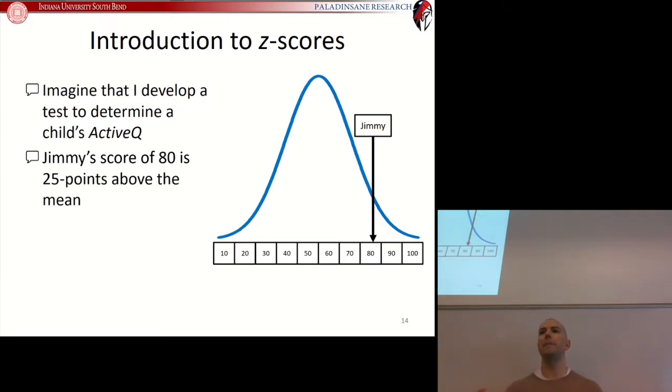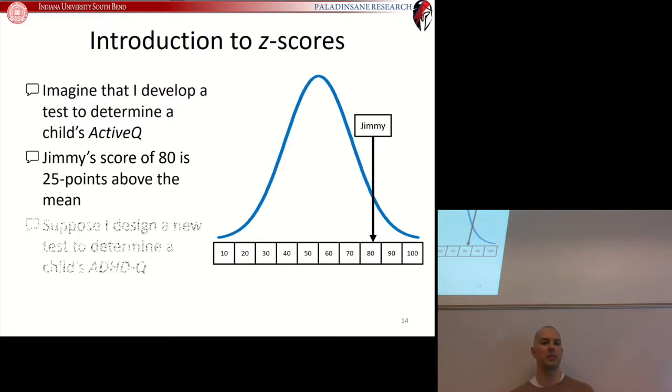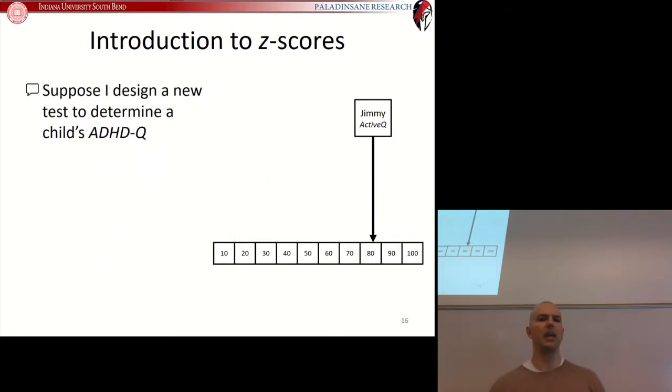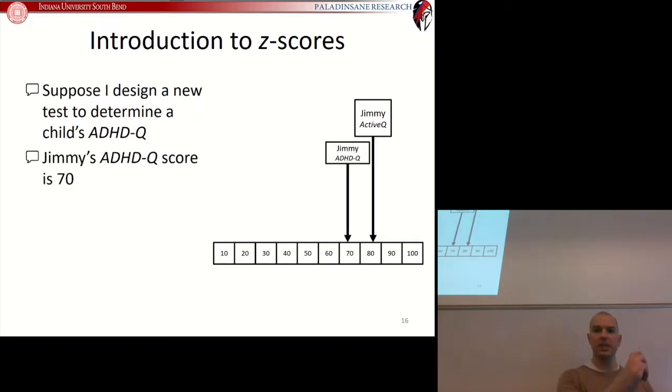Let's say that I then bust out that second assessment device that I have, and it's a test that determines a child's attention deficit, and much like the active Q, it's called the ADHD Q. And let's say that I give Jimmy that test now. So again, we have Jimmy's active Q score of 80. And if I give him the ADHD Q, let's say that Jimmy scores a 70. So Jimmy's score on the ADHD Q is a 70.